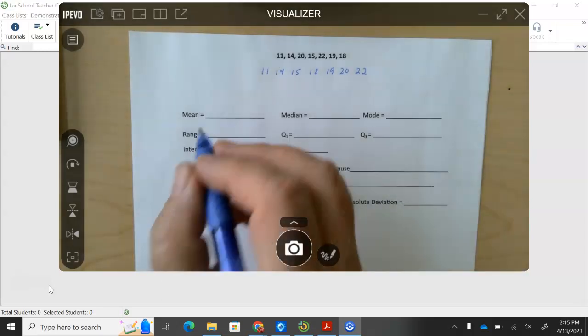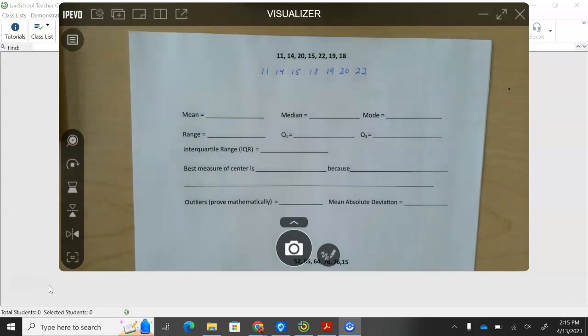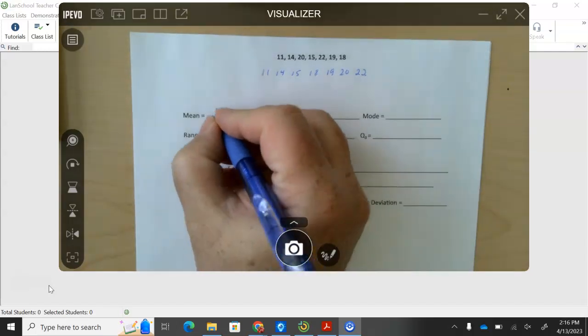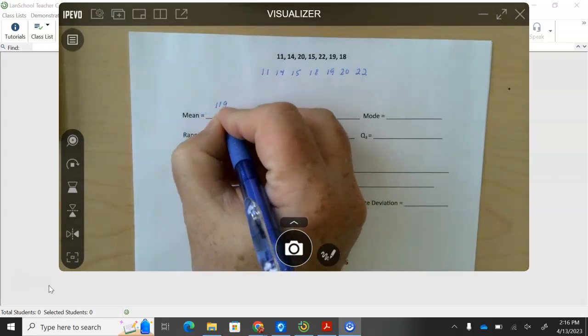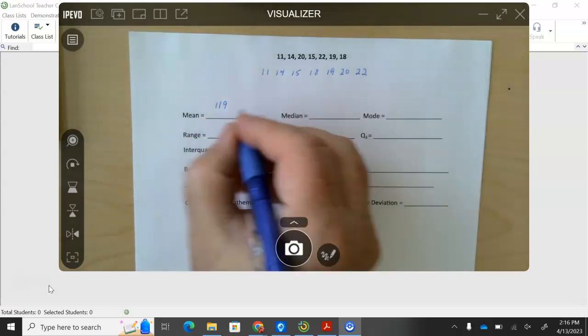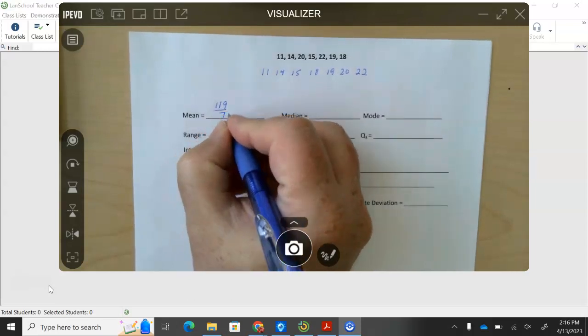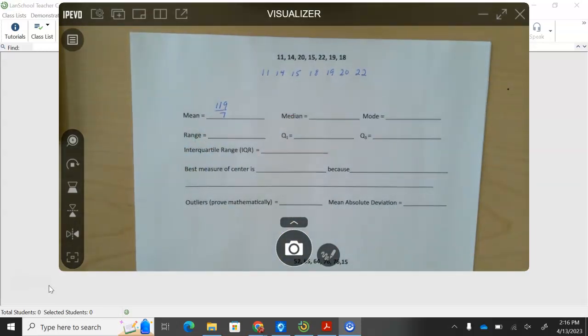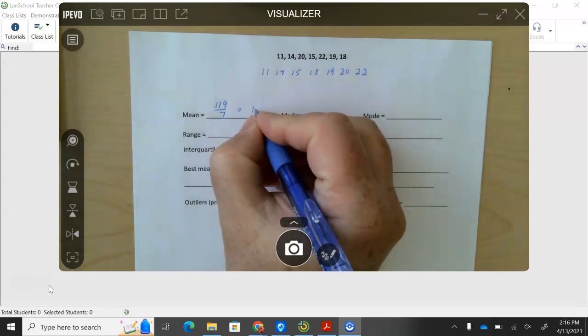First thing we want is our mean. Remember, the great thing about mean, I can add them in any order I want. So I'm just going to take a second, add up our numbers. You go ahead and do that on your calculator also. Remember, for the mean, I want the total. So my total is 119, and I know I have 7 numbers. So 119 divided by 7, our mean is 17.